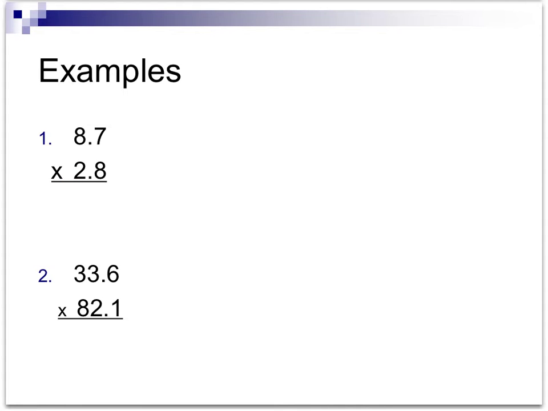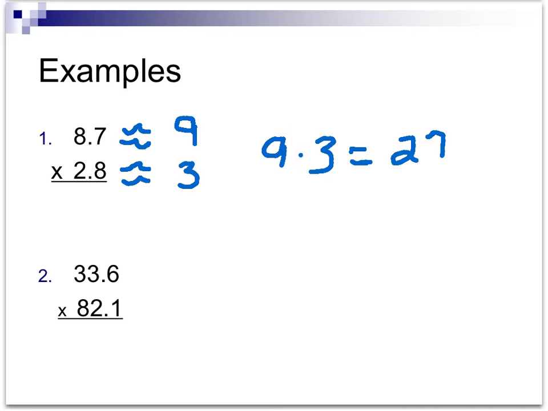So 8.7 rounded to its leading digit would round to 9, and 2.8 would round to 3. So I'm going to multiply 9 times 3, which will give me a product of 27. So 27 will be very, very close to the actual answer of 8.7 times 2.8. In the second example, I have 33.6 times 82.1. Here I'm also going to round to the leading digit so I can create numbers that are easily multiplied in my head.